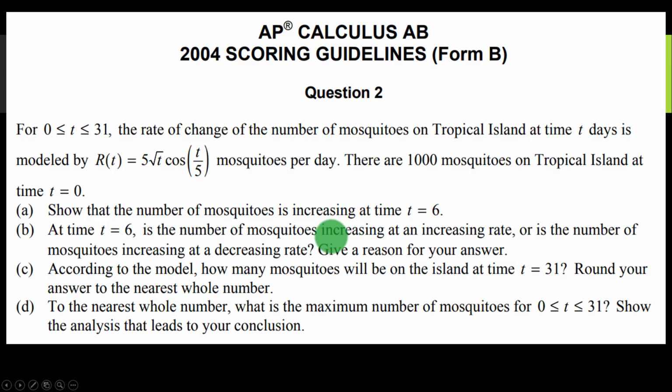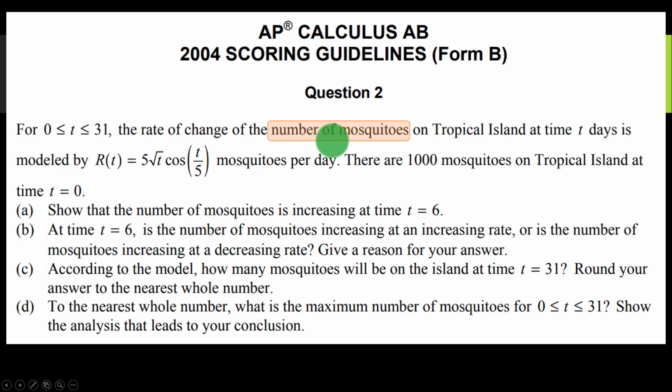All right, this is the last one we're going to do. Number 4, time between 0 and 31. The rate of change of the number of mosquitoes on a tropical island at time t days is modeled by a given function, in mosquitoes per day. There are 1,000 mosquitoes on the tropical island at time 0.